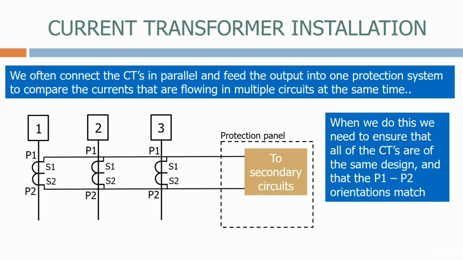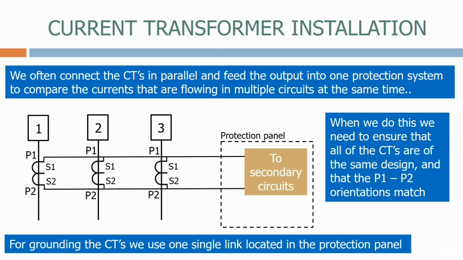When we do this, we need to ensure that all of the CTs will have the same design and that the P1, P2 orientations match. For grounding the CTs, we use one single link located in the protection panel.